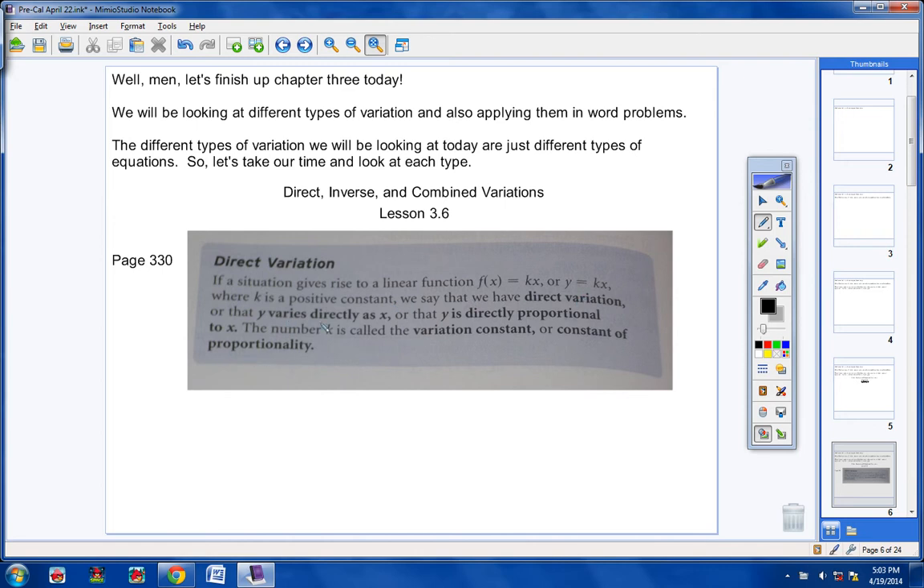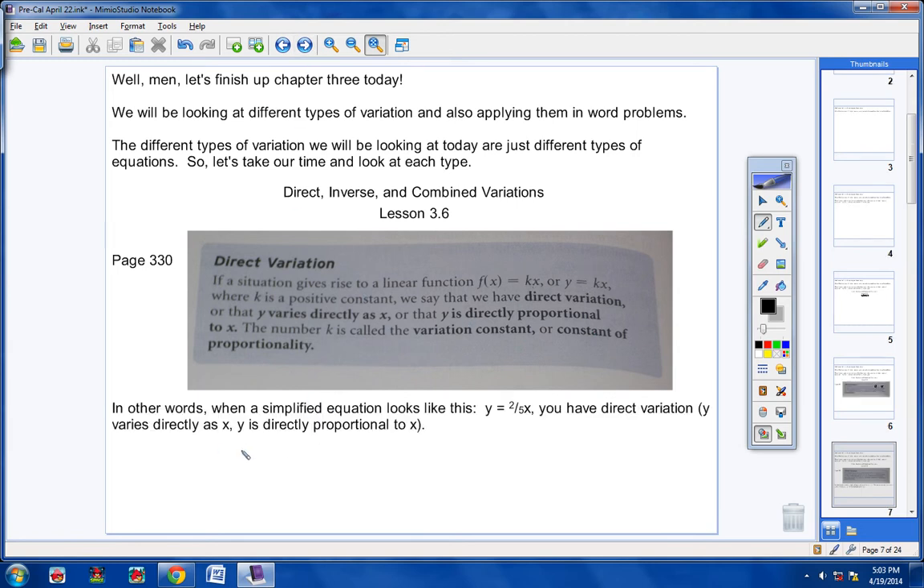Another way you can say that is y varies directly as x, or another way to say that is y is directly proportional to x. The number k right here, this number in front of x, is called the variation constant or constant of proportionality. Okay, and so let me put that in words you'll understand. Maybe you'll want to write this down. In other words, when a simplified equation looks like this, you have y, then an equal sign, then a coefficient, and then an x to the 1 power, in other words, a linear equation. You have direct variation. Okay, so it looks like this.